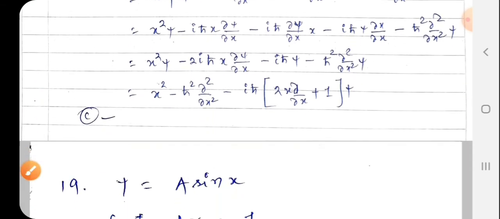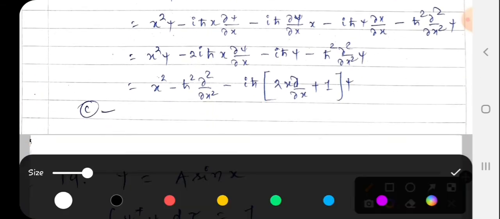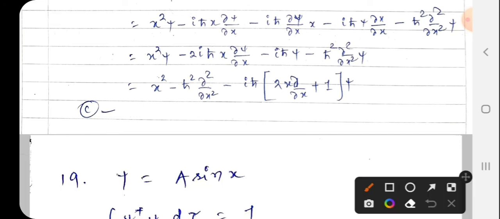Again in this last term, x² psi, I have just arranged it: minus i h x del psi by del x, and this also is minus i h cross x del psi by del x. This equals minus 2 i h cross x del psi by del x. Again this term, minus i h psi and del x by del x equals 1, this equals minus i h cross psi.